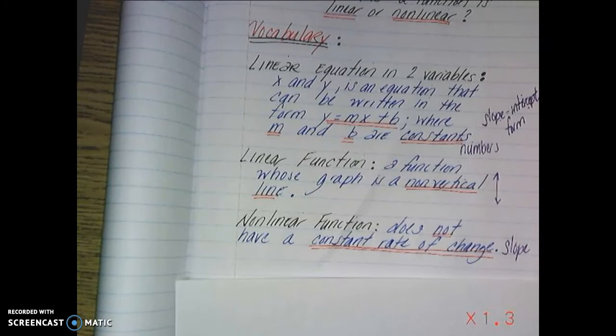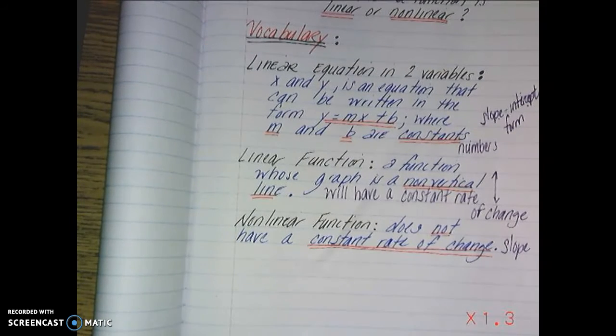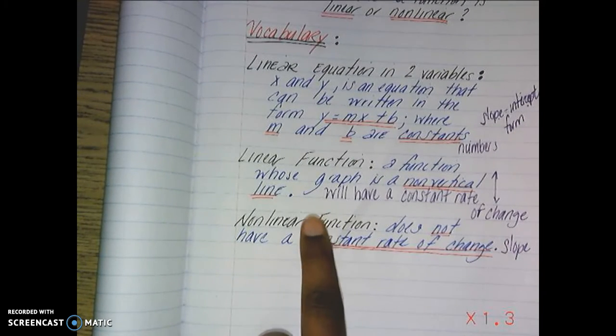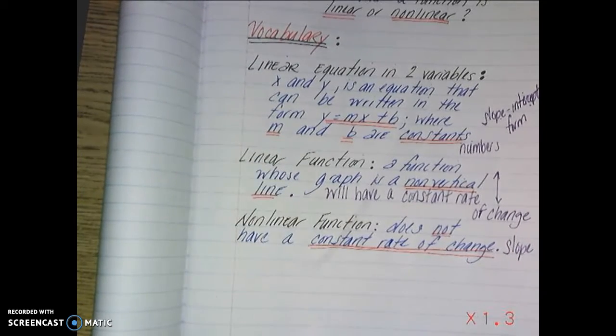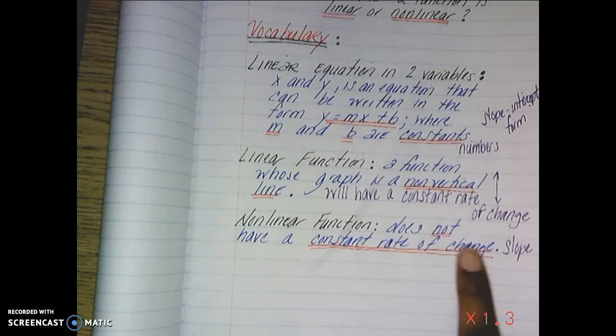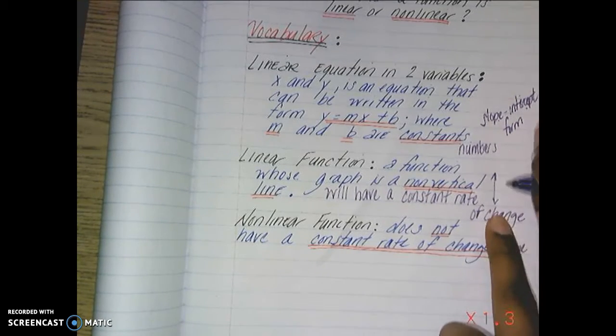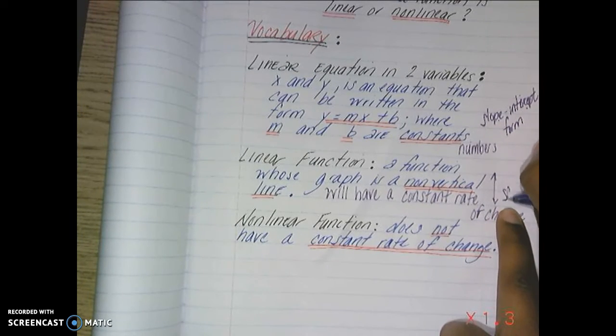So I'm going to add that in as well. Give me a second to write that down. Make sure to write that down, but a linear function will have a constant rate of change, whereas a nonlinear function does not have a constant rate of change. And what that means is that if it's going to be linear and have a constant rate of change, what you should expect is the same slope.